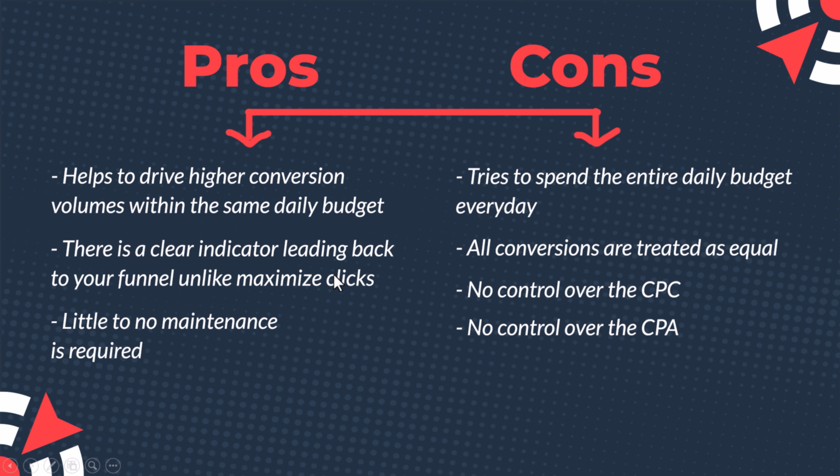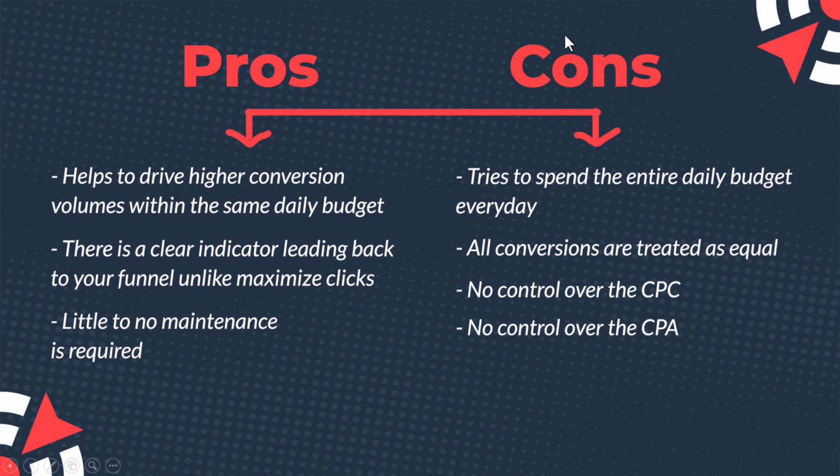So in maximize clicks, Google tries to optimize to get the most amount of clicks for you. However, the value provided by those clicks is not detailed in that bidding strategy, which is not the case where maximize conversions are concerned. It optimizes towards an action that you have set, which action would be important for your sales funnel or your marketing funnel. There is little to no maintenance required. Given that it's an automated bidding strategy, there is not much maintenance required where this is concerned because Google machine learning does a lot of your work for you.